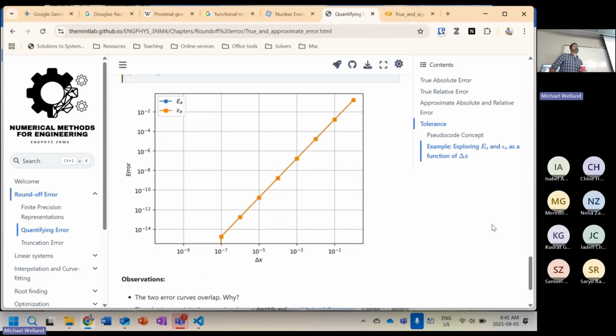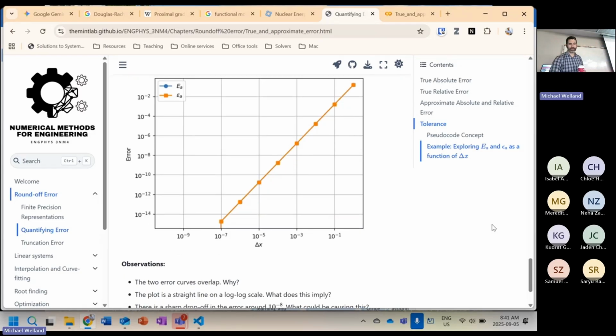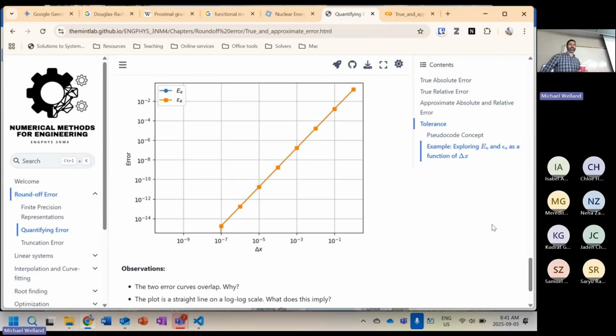Anybody know why the curves overlap? I already gave you guys that answer. Yeah, since the true answer is 1, the two are the same, and I should come up with a better example. Okay, it plots a straight line on the log-log scale. What does that imply? It implies a mathematical structure.